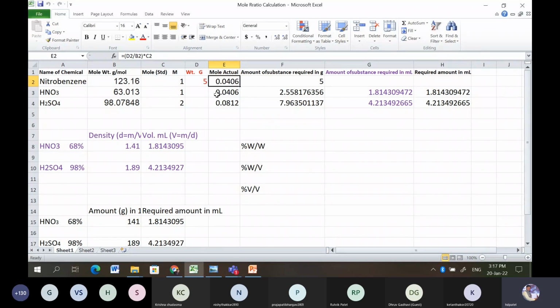Then we have to find out the mole of nitric acid. So for nitric acid, what we have to do? This into this, matlab 0.04 into 1. For sulfuric acid, 0.04 into 2. So we have 0.08.